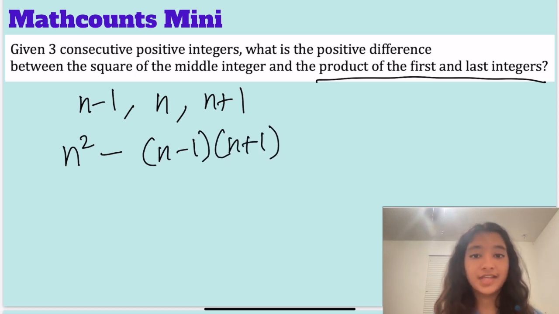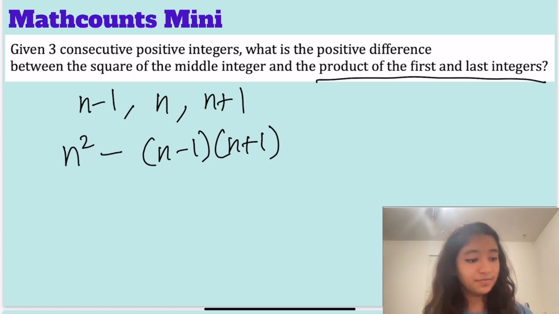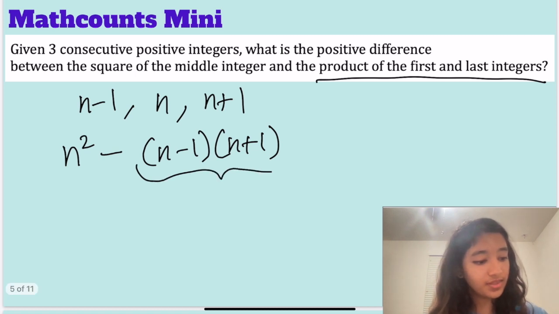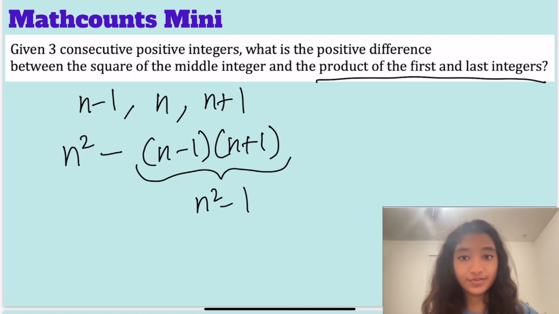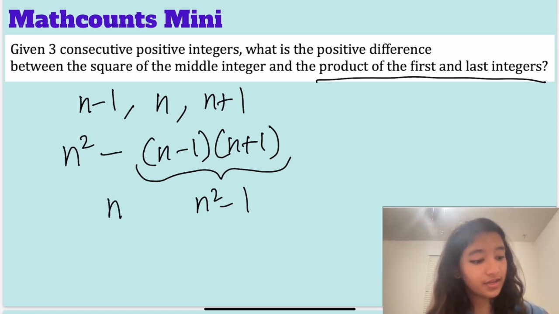Hopefully that form n minus 1 times n plus 1 seems familiar to you, just like that formula we were talking about in the beginning, a minus b times a plus b. So we know that this actually simplifies to n squared minus 1 because of that difference of squares formula. And then we can carry that n squared down.